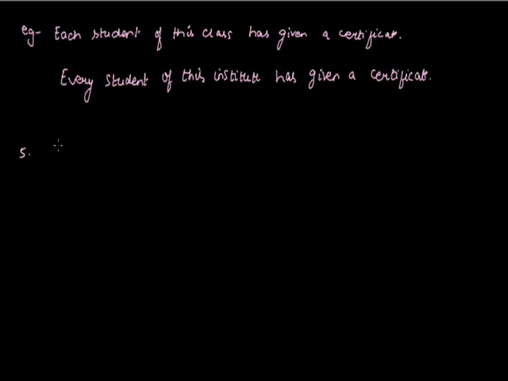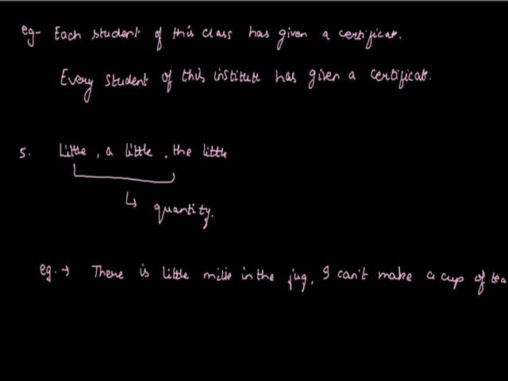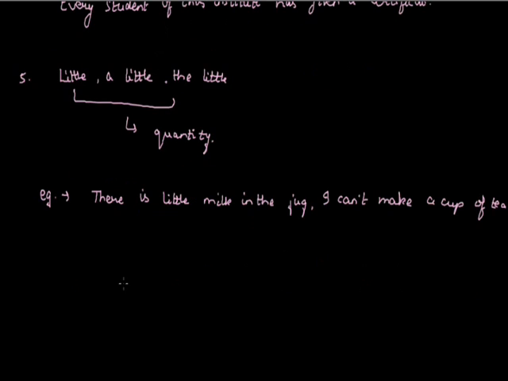Next is little, a little, and the little. Now what is the difference between these three? First of all, these are used to represent a quantity. First of all, little is used for a negative insufficient quantity that fails to serve our purpose. Like there is little milk in the jug, I can't make a cup of tea. Means the milk was not sufficient to make a cup of tea. So this little fails to serve our purpose.